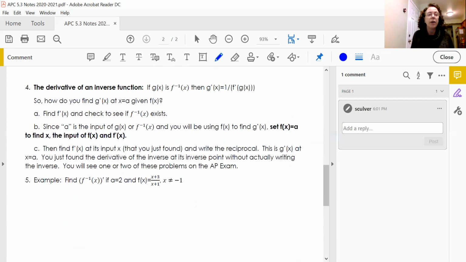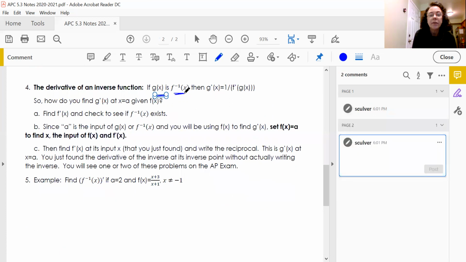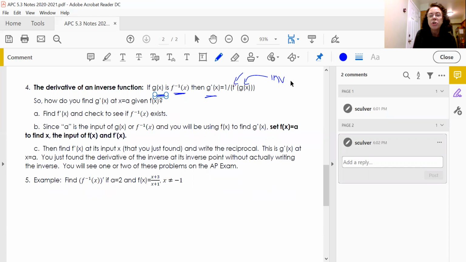So let's go to number 4 here. The derivative of an inverse function. If g of x is the inverse function, then the derivative of g is, take a look here, the reciprocal of the derivative of the original function evaluated at the inverse point. Right before, when we evaluated the original function, we evaluated it at x. So when we are evaluating the inverse point, that would be where we switch the x and the y.